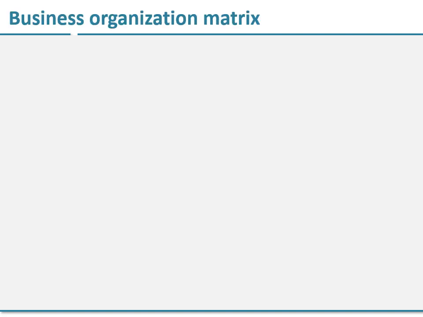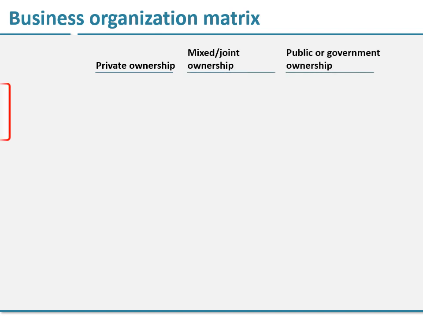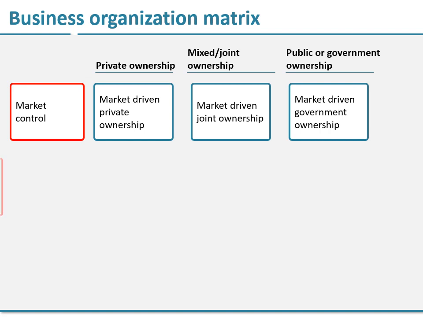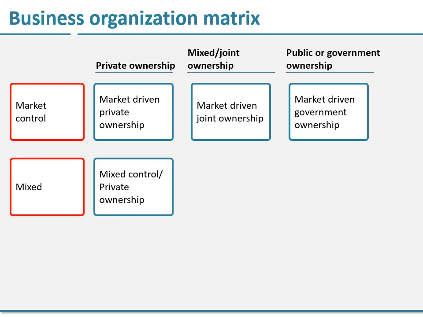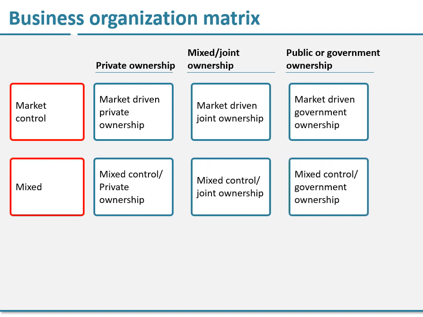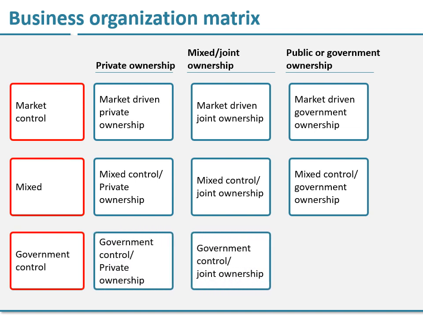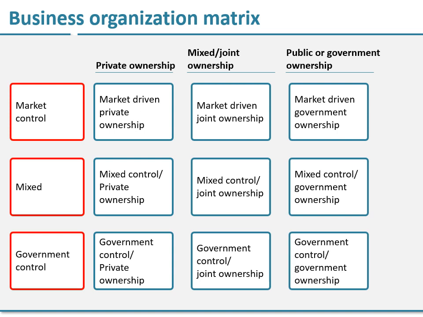Let us now understand the business organization matrix. The three categories are private ownership, mixed or joint ownership, public or government ownership. Market control: market-driven private ownership, market-driven joint ownership, market-driven government ownership. Mixed control: private ownership, joint ownership, government ownership. Government control: private ownership, joint ownership, government ownership.